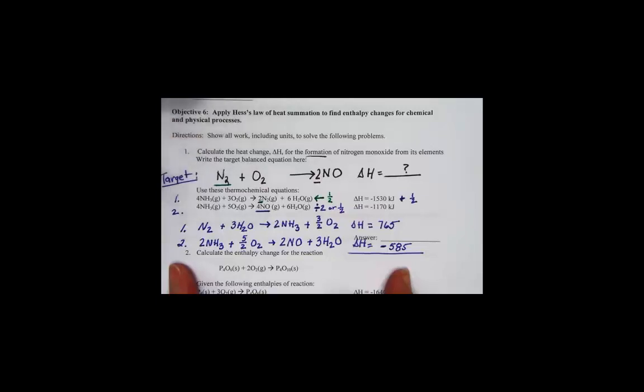The delta H for this new equation would simply be half the amount of the original value. Let me hit that. 1170 divided by 2 is 585, still remaining negative, but half the amount. Hess's law of summation. If we add our two equations together, simplifying what we can, let's prove to ourselves we indeed have made the target equation.